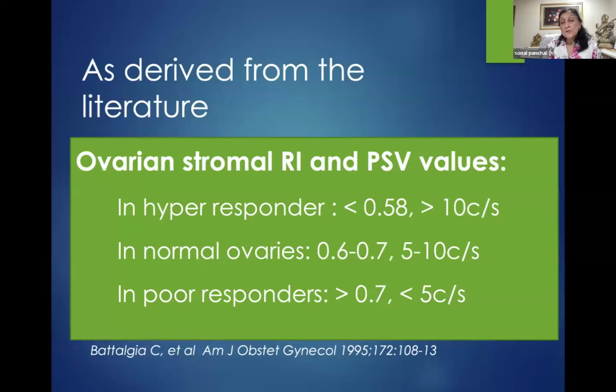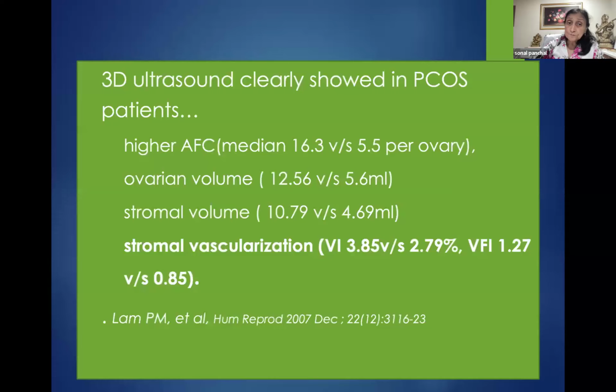The hyper responders usually have an RI of less than 0.58 and a PSV of more than 10 centimeters per second. The normal ovaries have an ovarian stromal RI of between 0.6 and 0.7 and a PSV of between 5 and 10 centimeters per second, whereas poor responders have a higher resistance and a lower PSV, an RI of more than 0.7 and a PSV of less than 5 centimeters per second. PCO patients have higher vascularization. It is for this reason that PCO patients do hyper-respond.